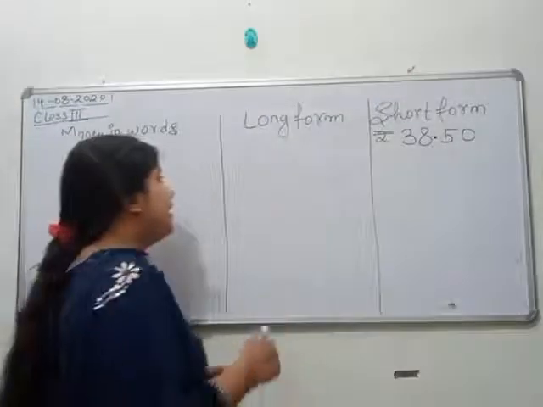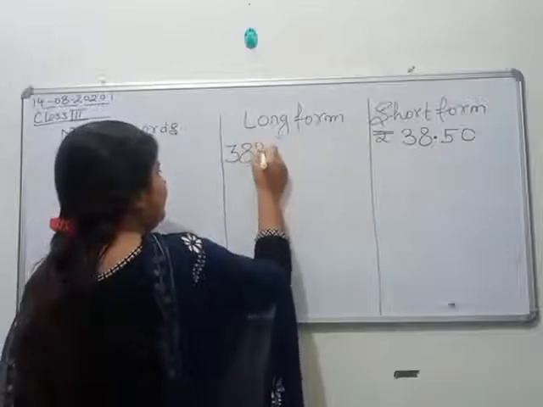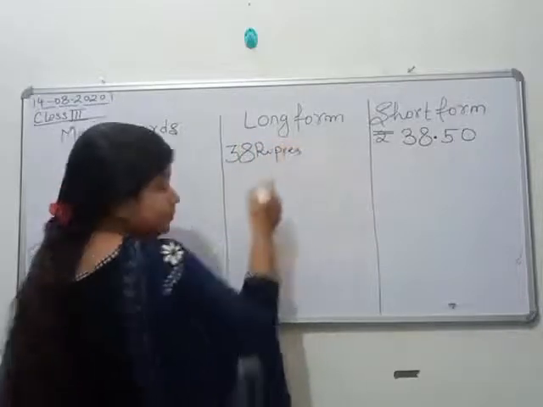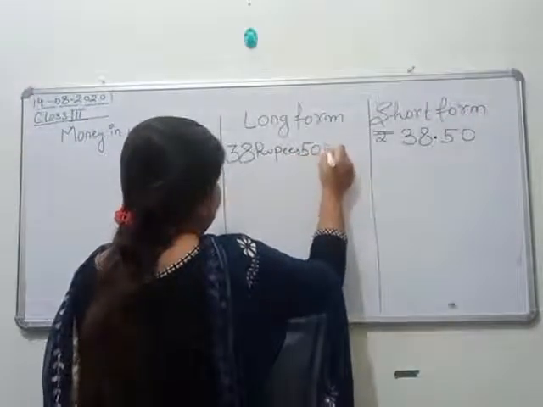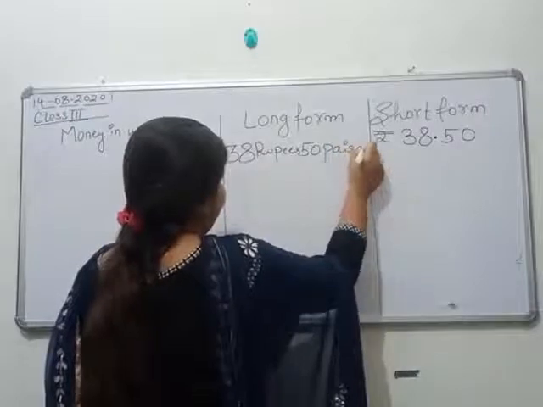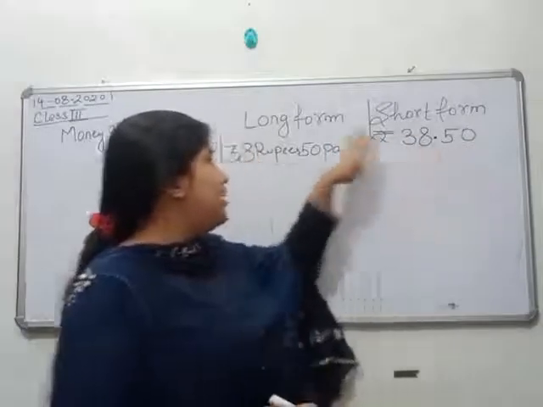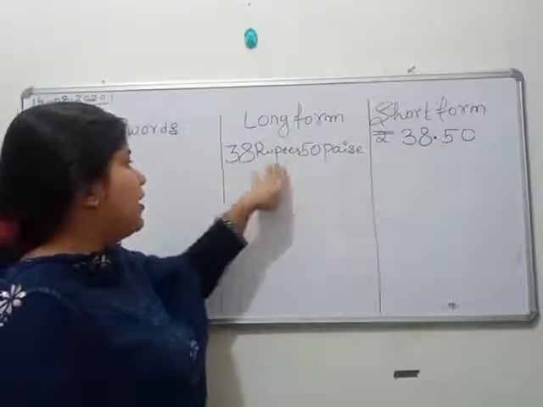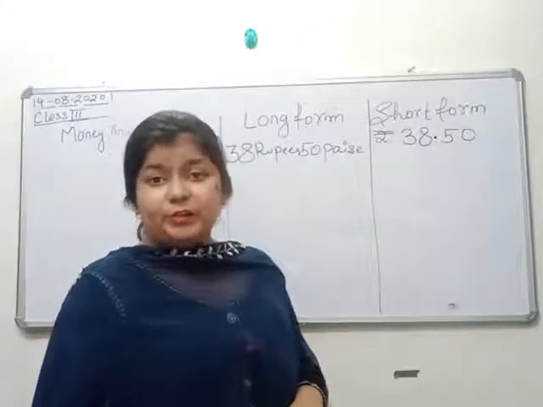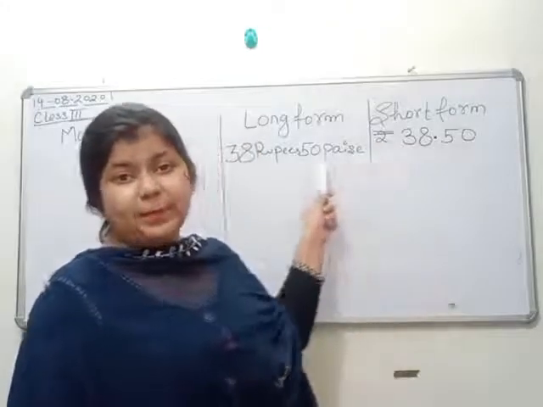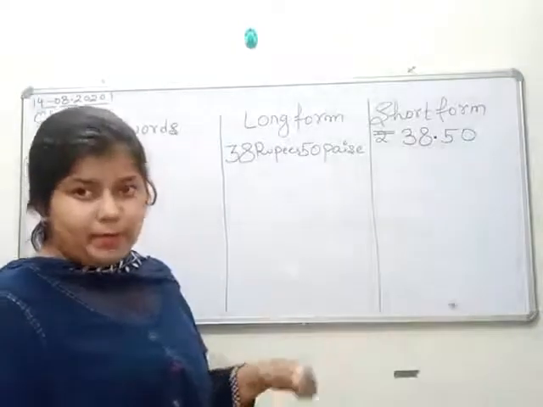So we will write here in long form: 38 rupees and 50 paise. So this is short form, 38 rupees 50 paise. Here we have written in long form 38 rupees and 50 paise. यहाँ पे rupees को हमने पूरे words में ना लिख के खाली sign से denote किया था. यहाँ पे हमने rupees की पूरी spelling लिखी है. तो ये long form में हमने लिखा है.